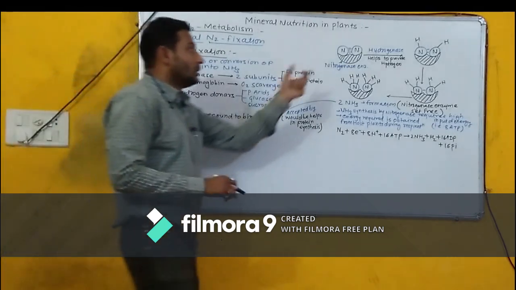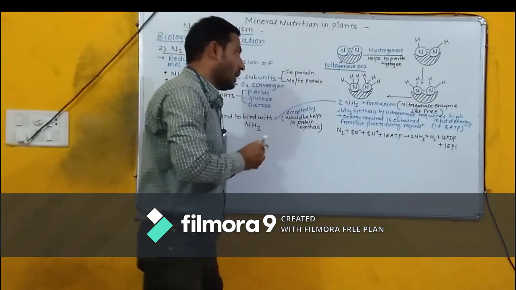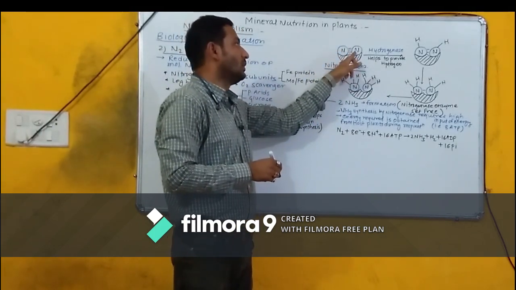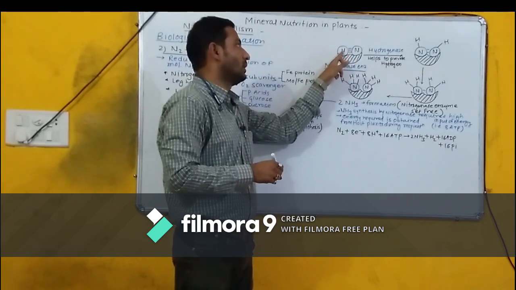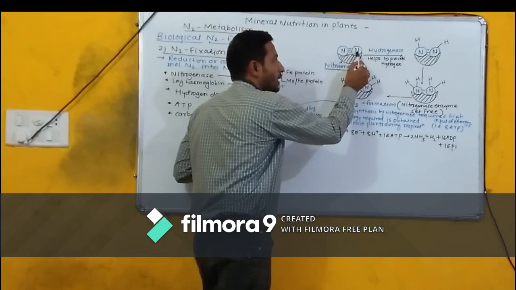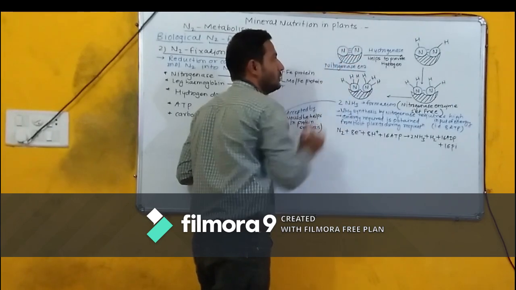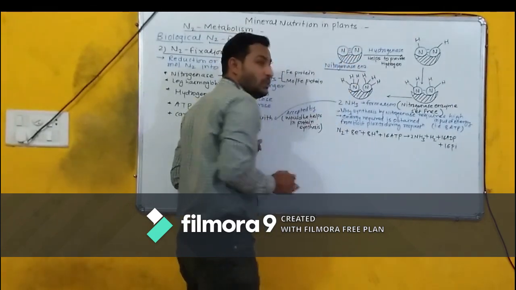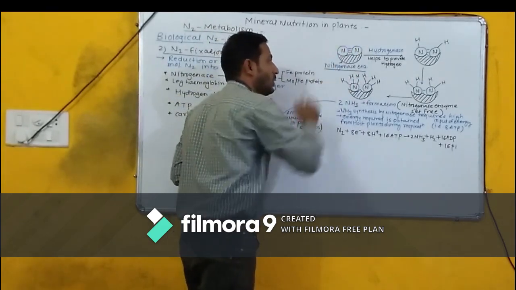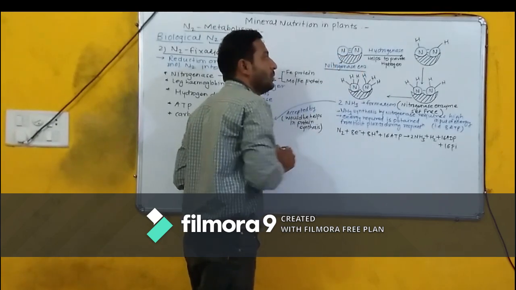Now, this is the structure of the nitrogenase enzyme. This nitrogenase enzyme binds with molecular nitrogen, N2. This is one molecule of nitrogen, and this is another molecule of nitrogen, and these two nitrogen atoms are bound with three bonds. So the nitrogenase enzyme can bind with nitrogen, two nitrogen atoms with three bonds between them.